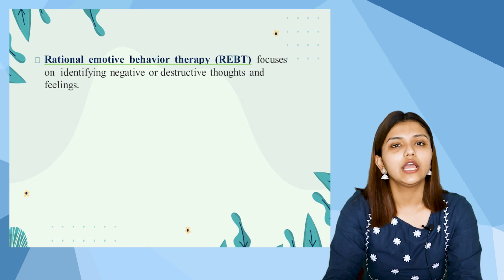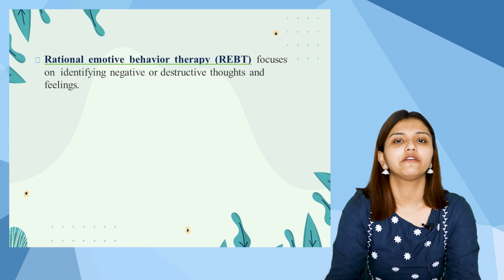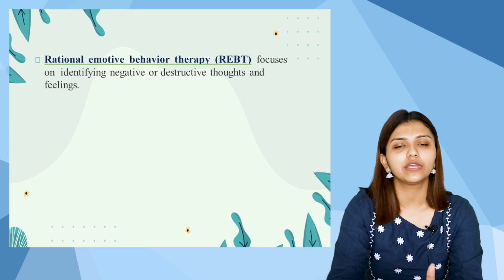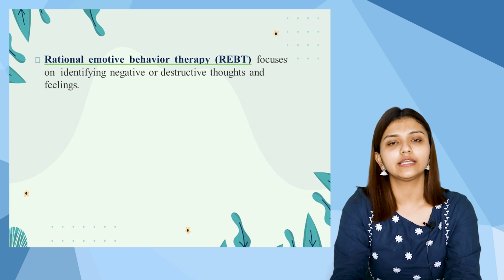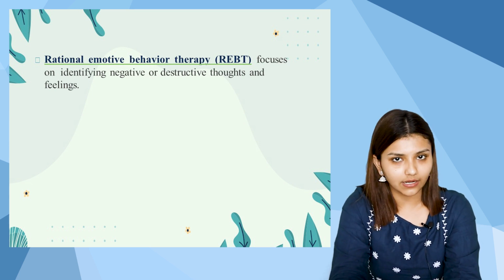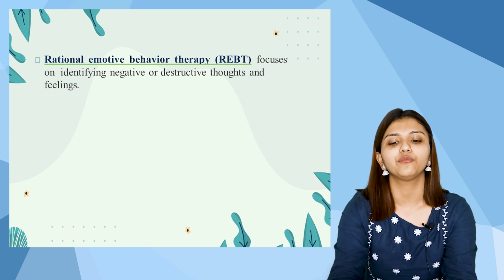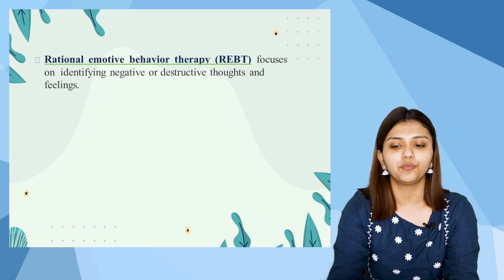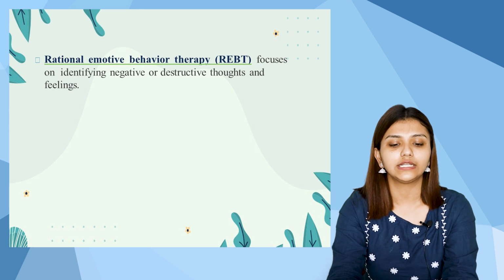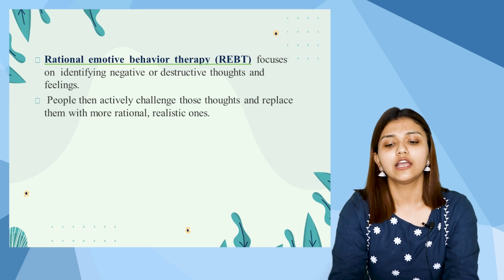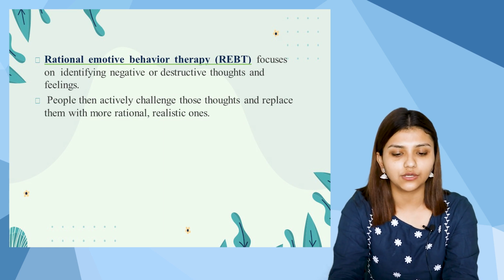Next is rational emotive behavioral therapy. It's like an ancestor of cognitive behavioral therapy. In cognitive behavioral therapy, we have seen that the person's emotional, thinking, and feeling factors are first corrected and then modifications of behavior occur. In rational emotive behavior therapy also, the main focus is on destructive thoughts and feelings, and people actively challenge those thoughts and replace them with more rational and more realistic ones.